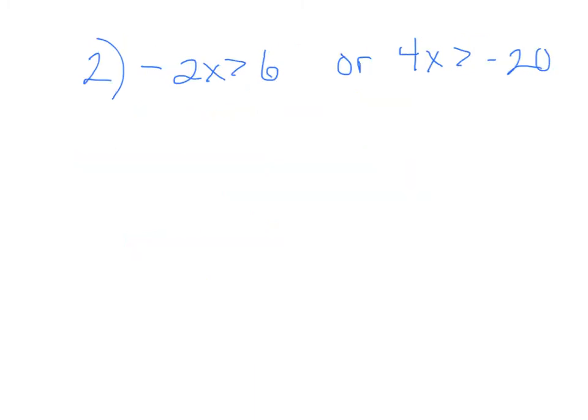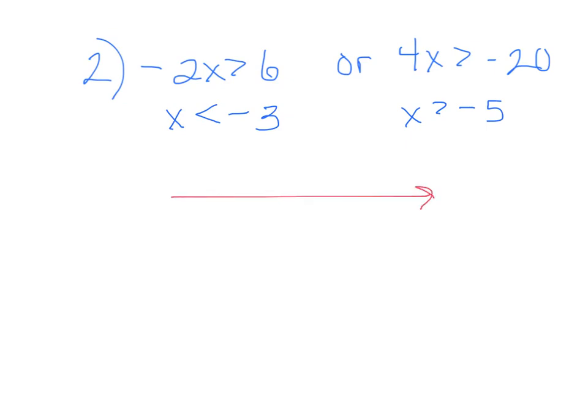Now I want to take a minute and look at another type of problem here. This is an OR inequality because of the OR in the middle. So I'm going to go ahead and solve both of these separately. The first thing I'm going to do is divide by that negative 2, which will flip my sign and make that x is less than negative 3. Over here I'm going to divide by positive 4, meaning I'm not going to flip my sign. I'm going to get x is greater than negative 5.